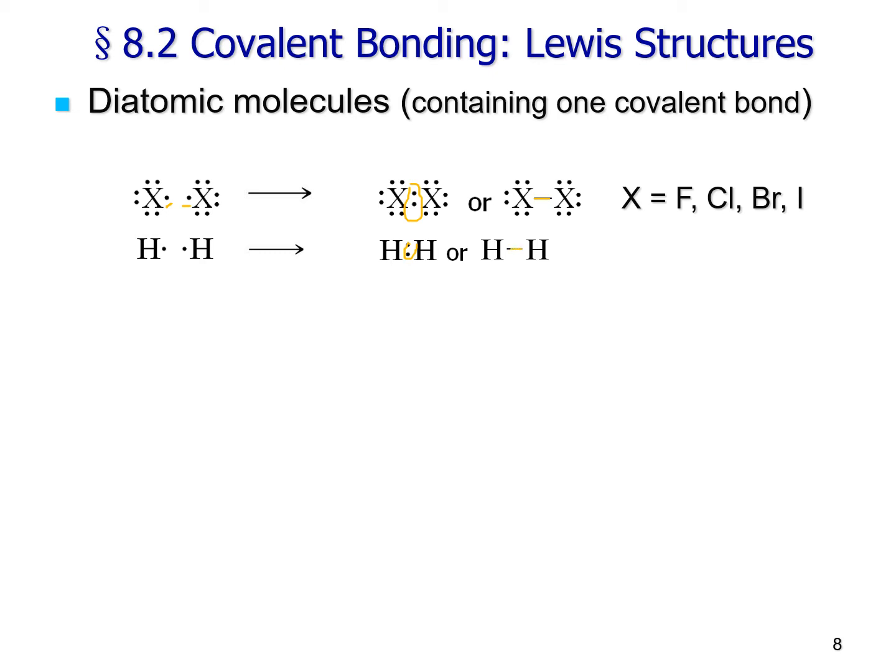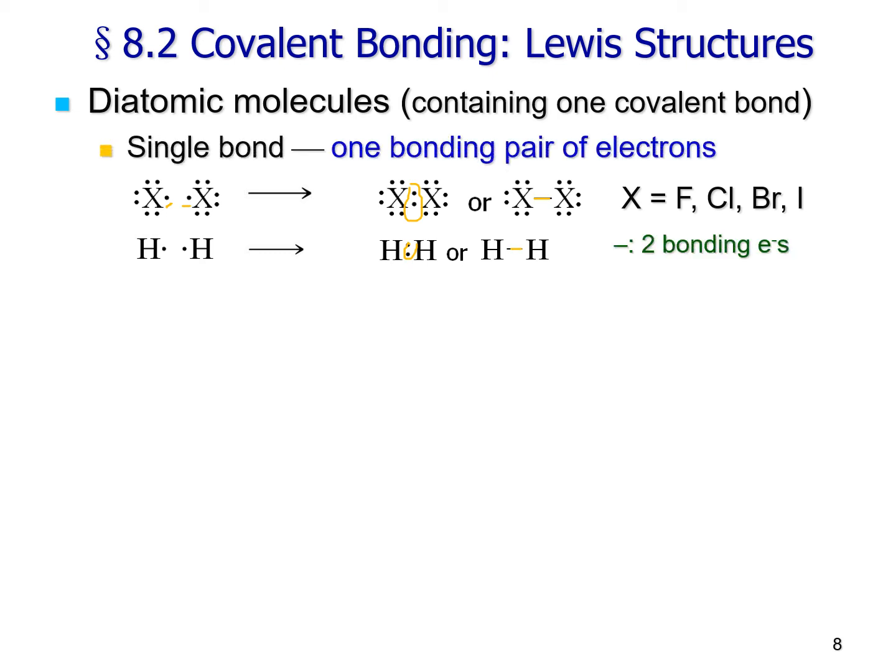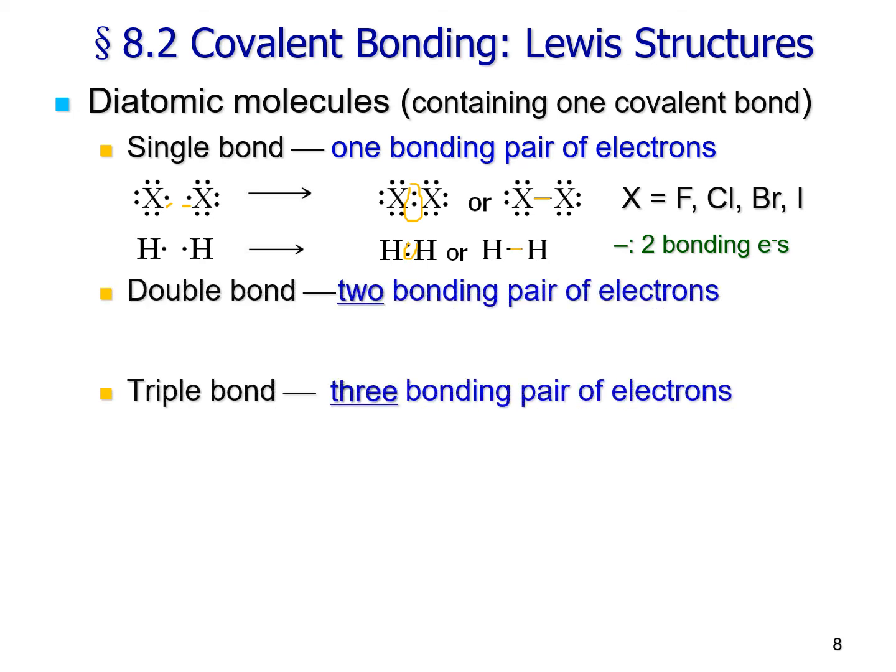And since there's only 1 pair of electrons, remember when we say 1 pair of electrons, it means 2. A single dash represents 2 bonding electrons. The 2 bonding electrons that hold the 2 atoms together is what we call a single bond. Do we have any other bonds? Yes, we do. We can have a double bond and a triple bond.